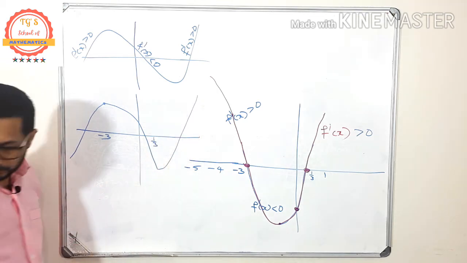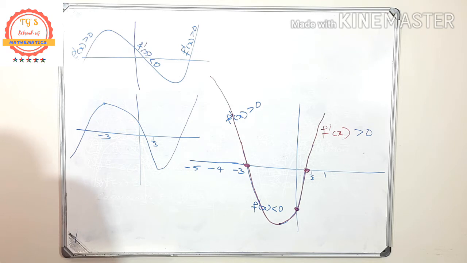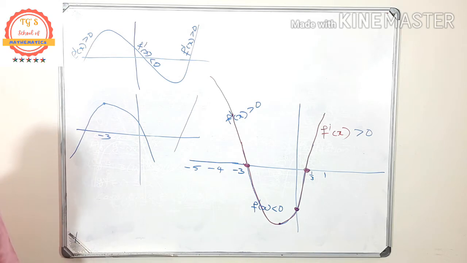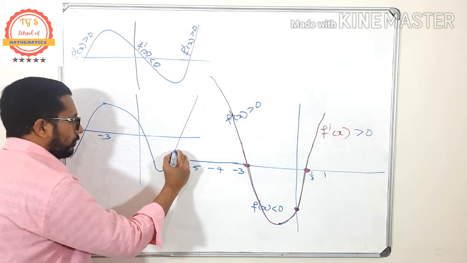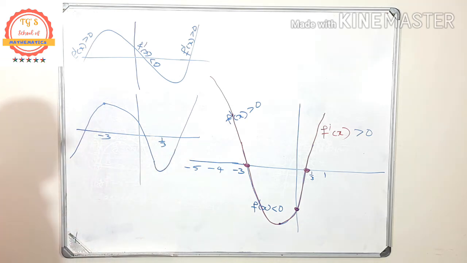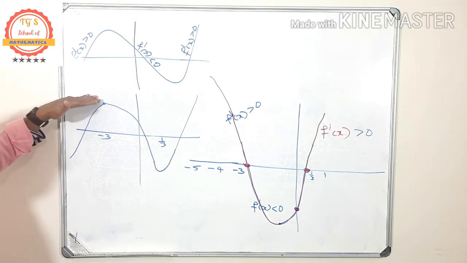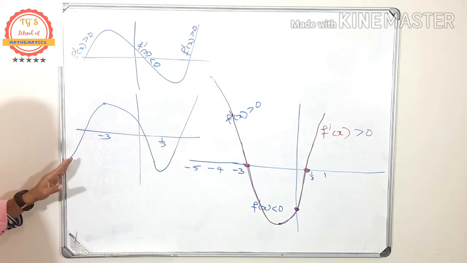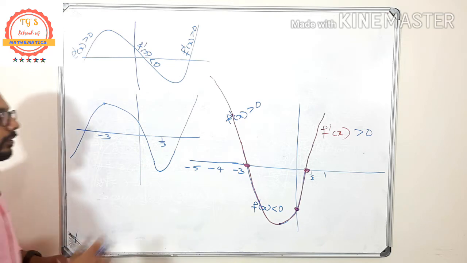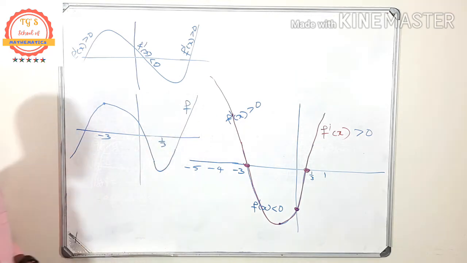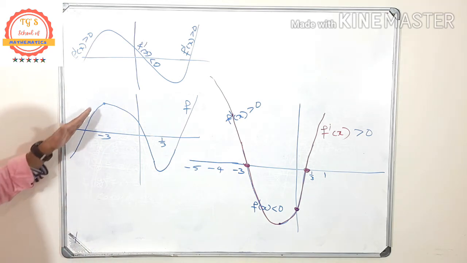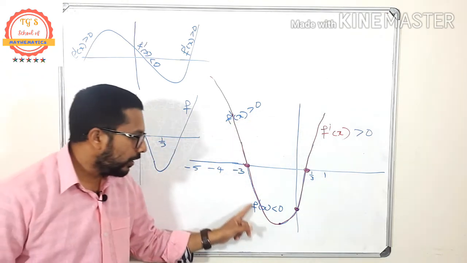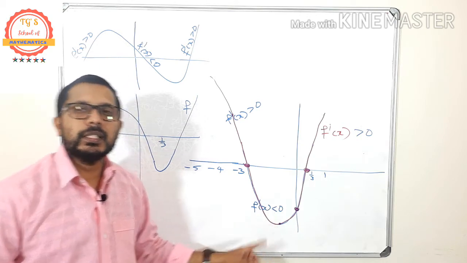So let me draw that one a little bit neatly. Okay, this is 1 over 3. So from somewhere up to minus 3, f dash of x is greater than 0. F dash of x greater than 0 means original graph. Now we are trying to draw the f of x graph. Okay, this is the f of x graph. So the original graph is increasing. Why? Because f dash of x is greater than 0. Then from minus 3 to 1 over 3, f dash of x is less than 0.